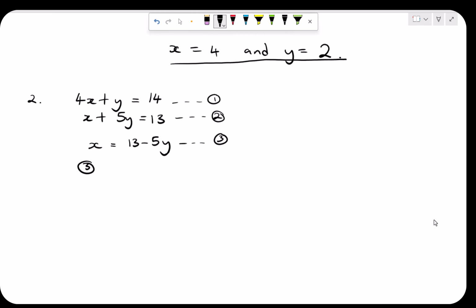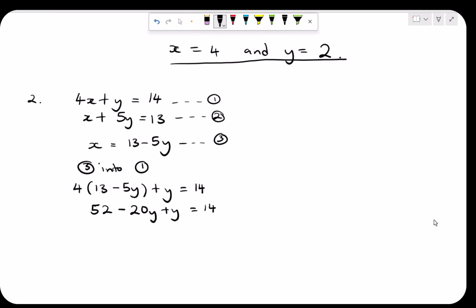Then I substitute equation number 3 into equation number 1. So we're saying equation 3 into equation number 1, and we get 4. Where we have x, we say 13 minus 5y plus y is equal to 14. 4 times 13, we get 52 minus 4 times 5, that's 20y plus y is equal to 14. We then group like terms, and we have 52 minus 14, we get 38 is equal to 20 minus 1, that's 19y. So you divide both sides by 19, and we get y is equal to 2.